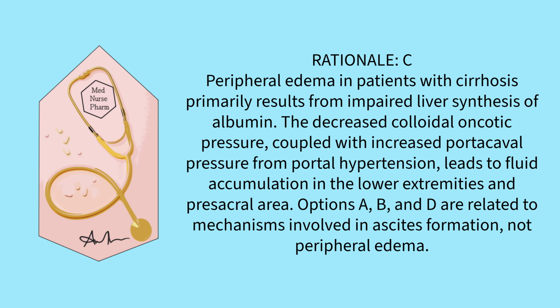Peripheral edema in patients with cirrhosis primarily results from impaired liver synthesis of albumin. The decreased colloidal oncotic pressure, coupled with increased portocaval pressure from the portal hypertension, leads to fluid accumulation in the lower extremities and presacral area. Options A, B, and D are related to mechanisms involved in ascites formation, not peripheral edema.